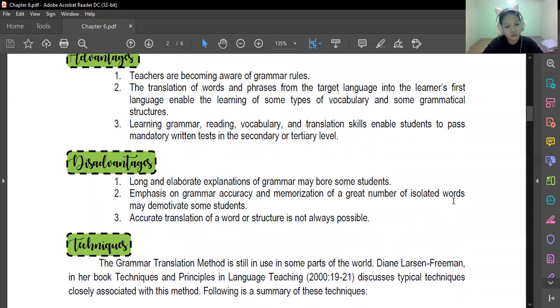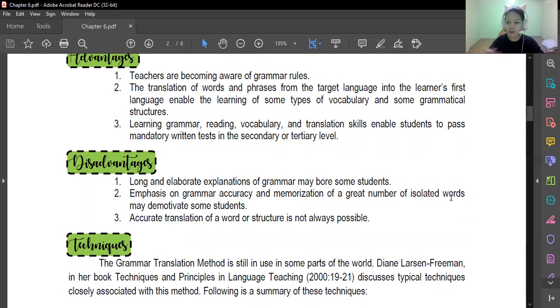Now, the disadvantages of GTM: long and elaborate explanations of grammar may bore some students. It's not really effective if you just stand there and discuss the rules of grammar and then let them listen and memorize or take notes and all of that. See, that's boring. Let's be honest. Even now in this generation, our attention span is very short. I don't think that will work all of the time.